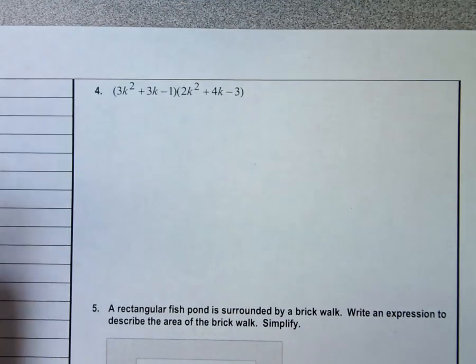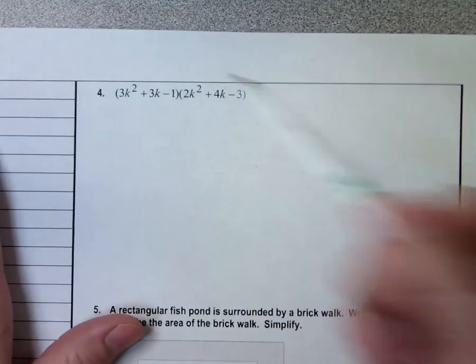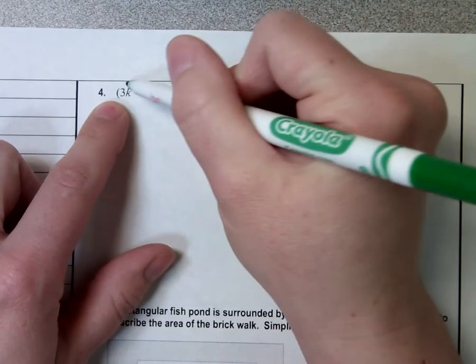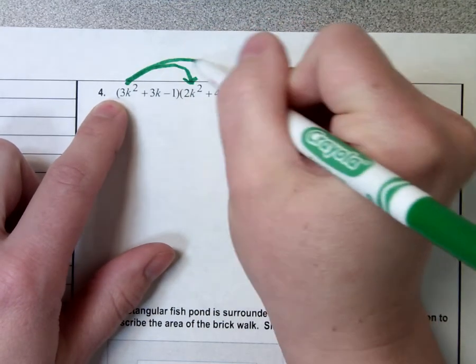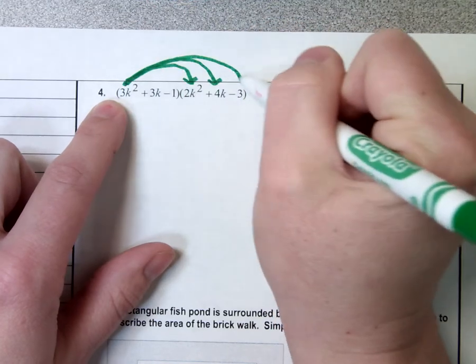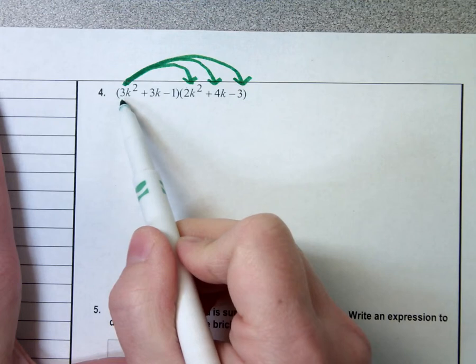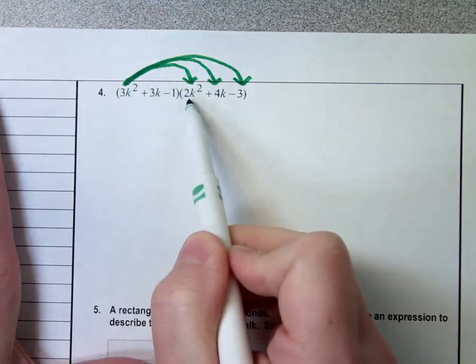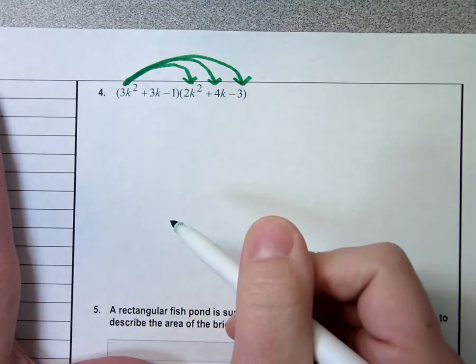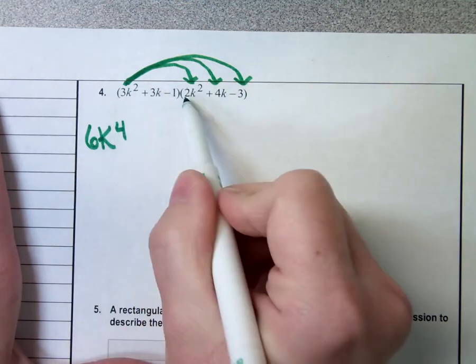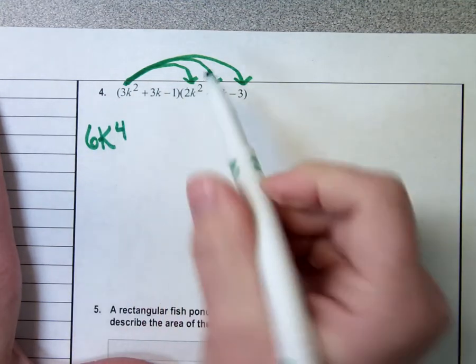This isn't so bad. Okay, here we go. This time I have 3 things to distribute. No big deal. Let's start off by distributing the first thing with everything in the back set of parentheses. How much is 3k squared times 2k squared? 6k to the 4th. 3 times 2 is 6, and then add your exponents.